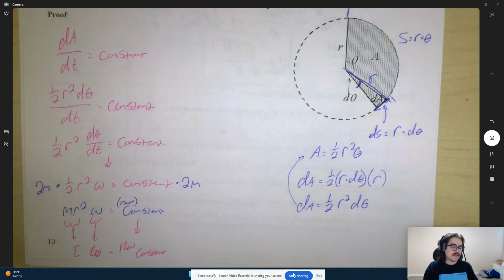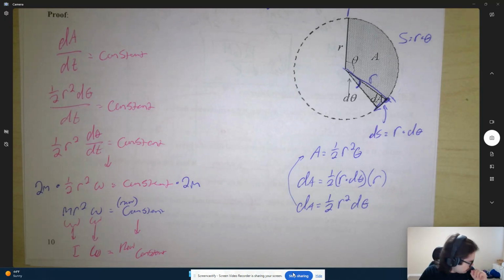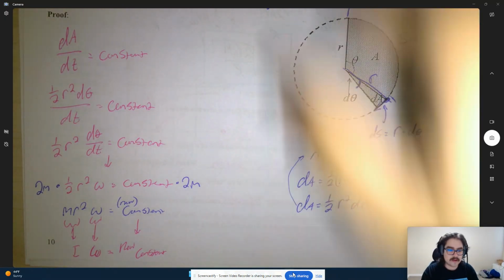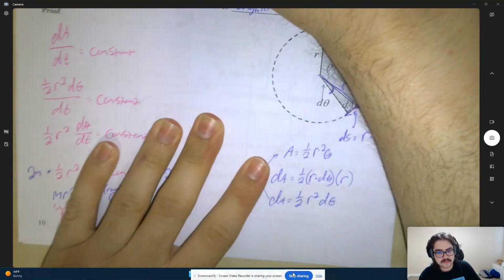That's how we're showing it. We're basically showing conservation of angular momentum. It's showing that this is constant. Okay, all right.